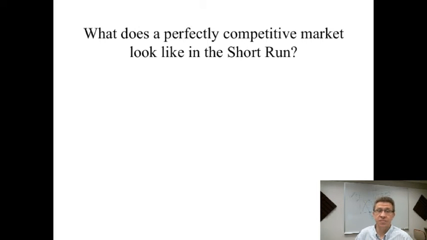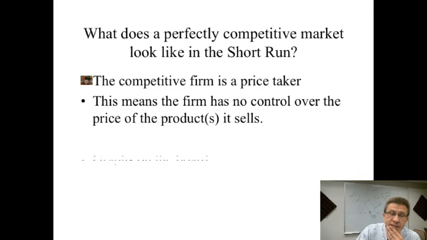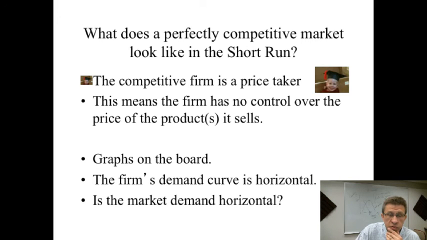What does a perfectly competitive market look like in the short run? Well, the firm is what we call a price taker. And if we go back to our conditions, we'll see why, right? The firms are all small, so they don't have power over the price, and they're selling an identical product. If other firms can jump into and out of the market, the firms actually will have no control over the price that they charge. What we call a price taker.